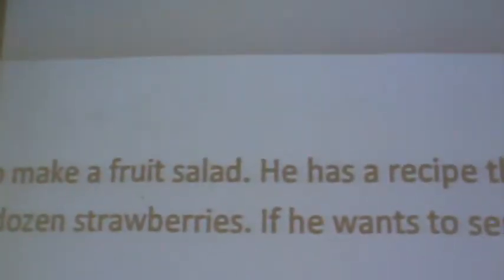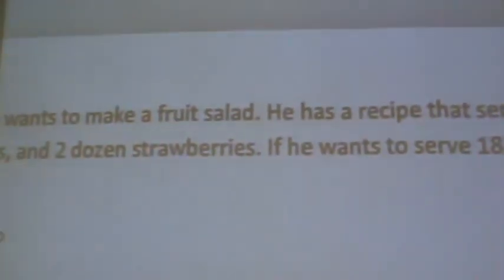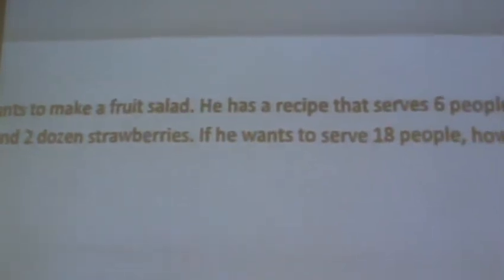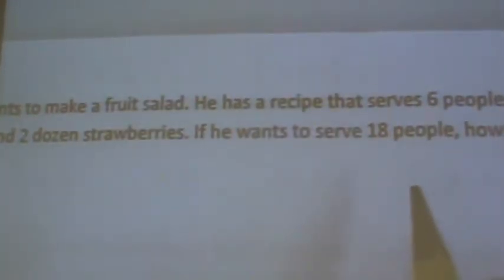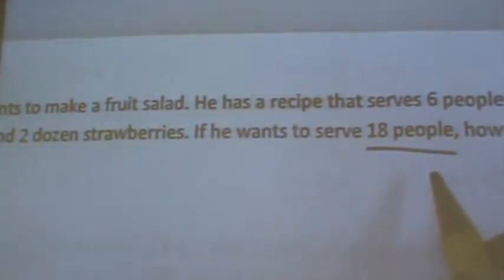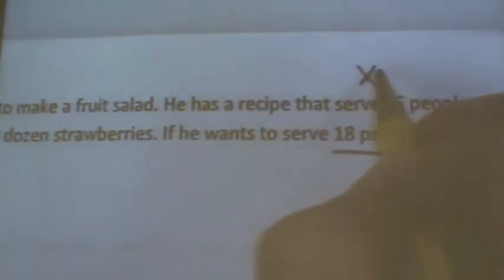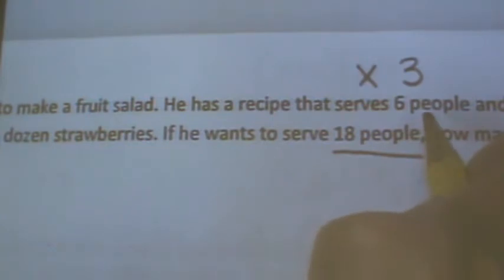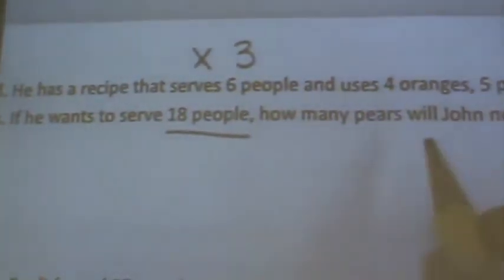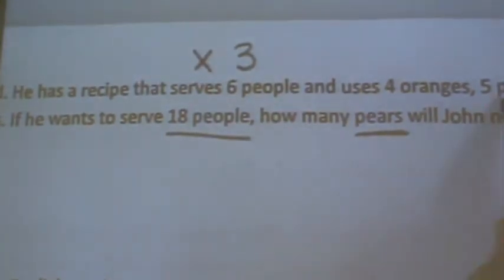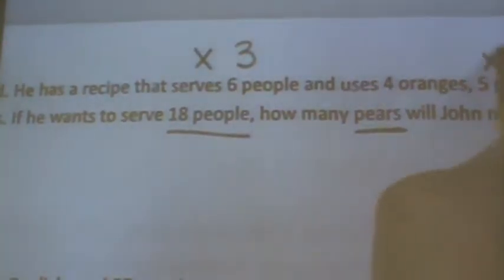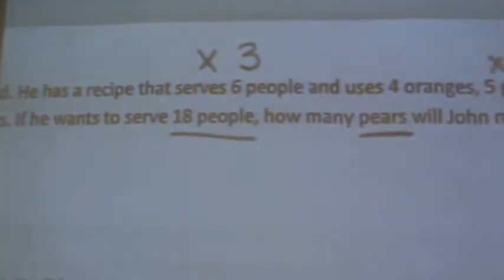John wants to make a fruit salad, and he's got this recipe that serves 6 people, but he's got to serve 18 people. What do we have to do to this recipe? Multiply everything by 3, because the recipe only serves 6. We need to multiply it by 3 to get the 18 people served. How many pears would he need? You take the number of pears and multiply it by 3, you get 15. 15 pears.